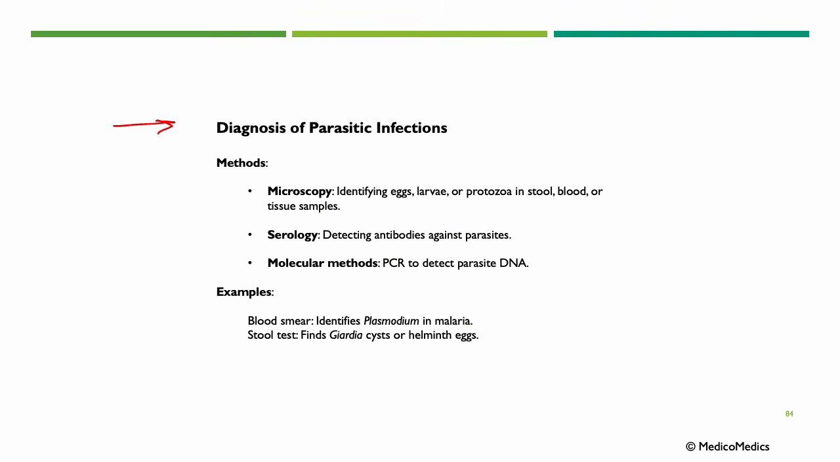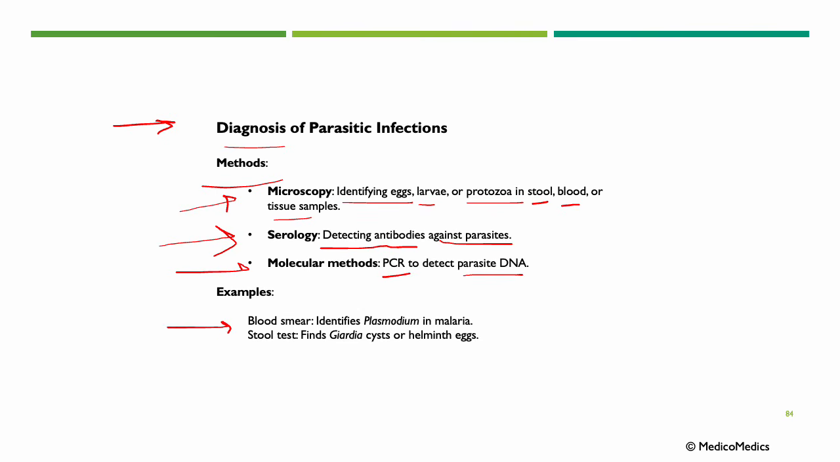Now, let's briefly mention some ways to diagnose parasitic infections. So methods include microscopy, so identifying eggs, larvae, or protozoa in stool, blood, or tissue samples. Serology tests, so detecting antibodies against parasites in our blood. Molecular methods like using PCR to detect parasite DNA. Some practical examples could be a blood smear, so identifying Plasmodium in malaria, or a stool test finding Giardia cysts or helminth eggs.